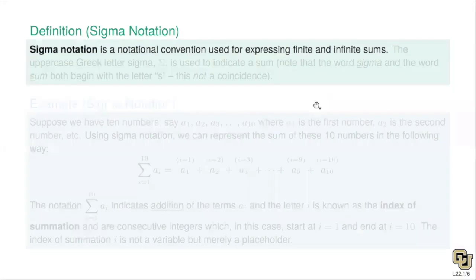So sigma notation is a notational convention used for writing sums, as in addition. So here, when I say a sum, finite or infinite sums, I mean, when we're literally just adding numbers. The concept is not complicated, but the notation, if you haven't seen it before, can be a little strange at first. And the more we can look at this notation, the better it will get.